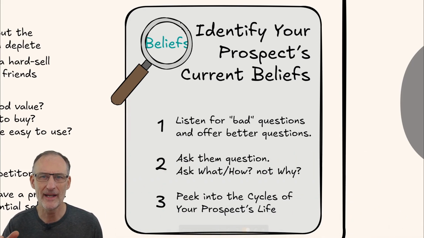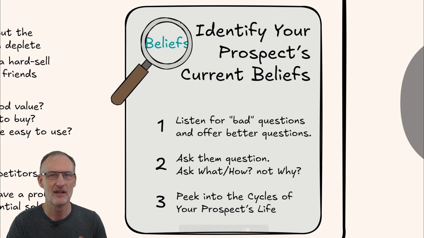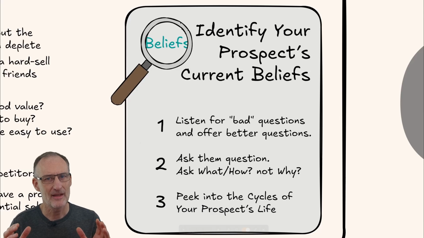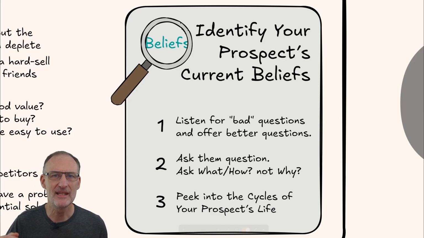The second question to ask is what and how questions. Billy says that why questions can come off judgmental. So you want to understand what your prospects are doing and how they're doing it, but you want to understand it in an open way so that they actually share with you their ideas.